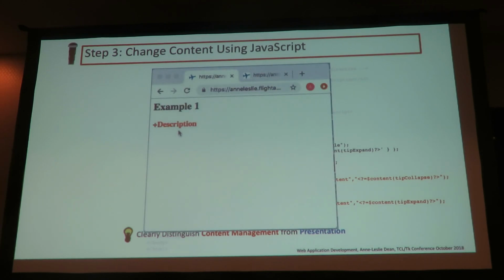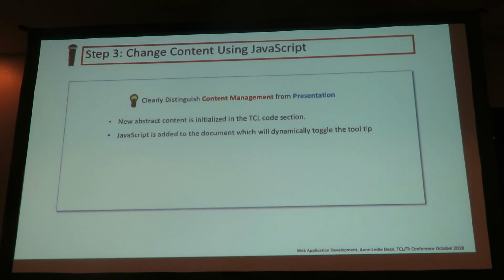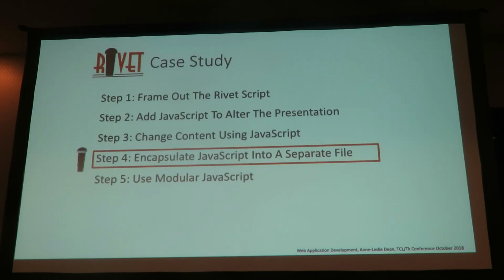So again, we've added in dynamic change. So here's my tooltip. It says click to expand description. Now it says click to hide description. So that was a very simple example of using JavaScript to actually dynamically change the content of the document. Okay, so we added new abstract content. It initialized in the Tcl code section. And the JavaScript dynamically toggled the contents of the tooltip.